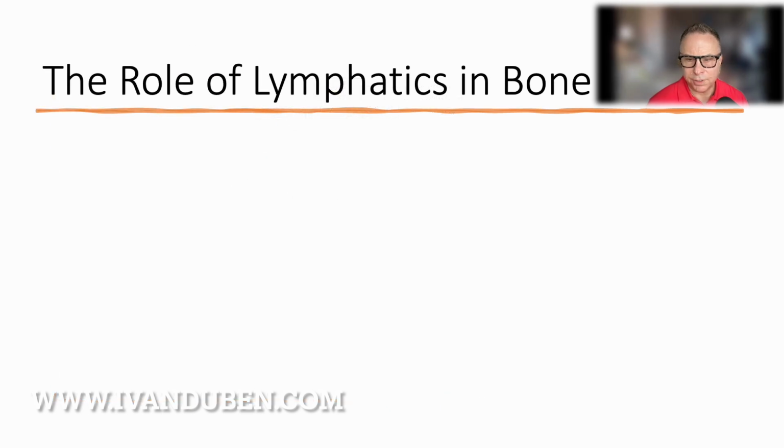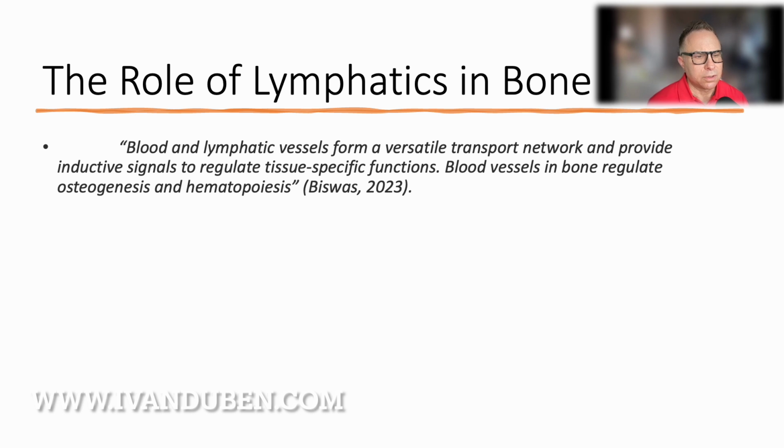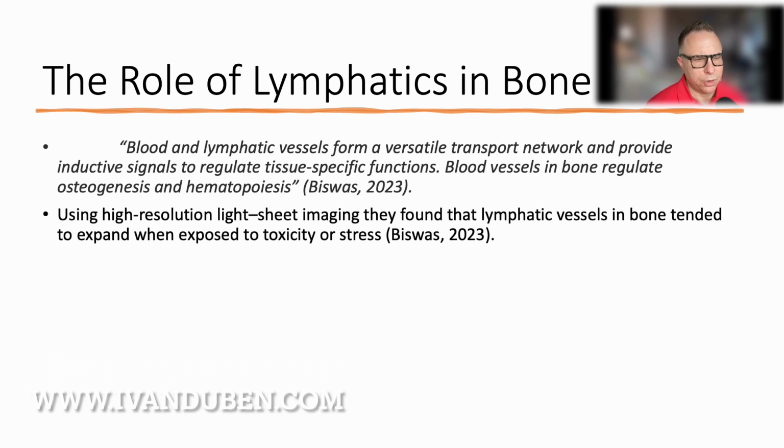Lymphatics are also supporting the metabolic activity occurring in our bones. Blood and lymphatic vessels form a versatile transport network and provide inductive signals to regulate tissue-specific functions. Blood vessels in bone regulate osteogenesis and hematopoiesis. Using high-resolution light sheet imaging, they found that lymphatic vessels in bone tended to expand when exposed to toxicity or stress. Now, these are the vessels within the bones.